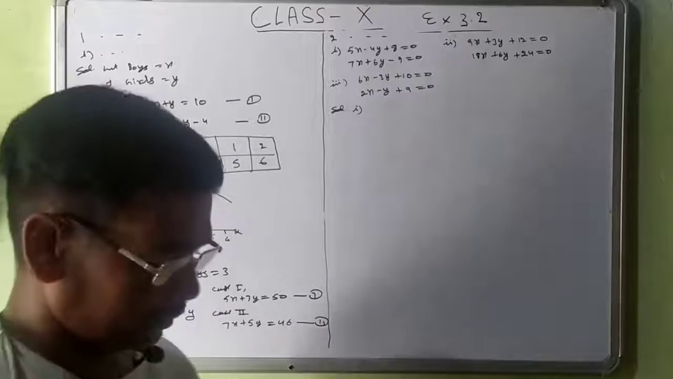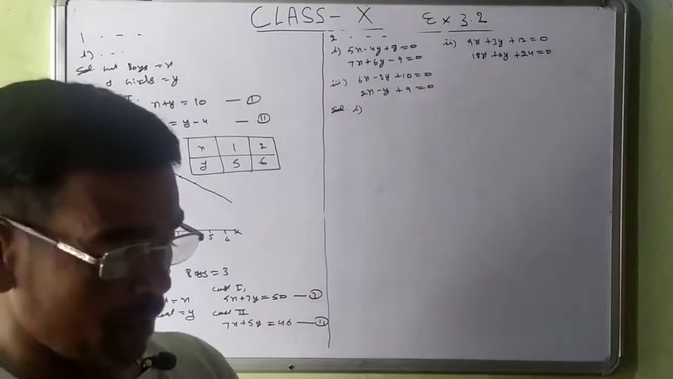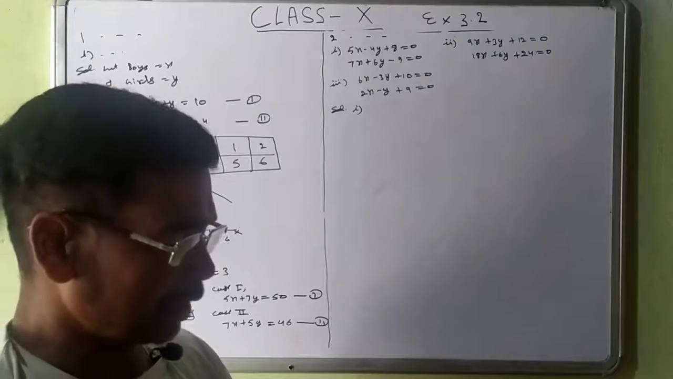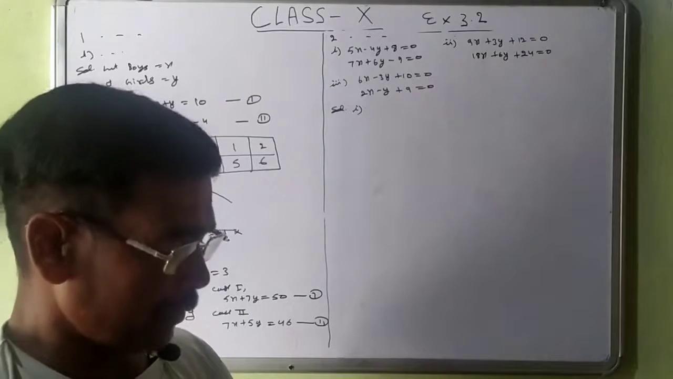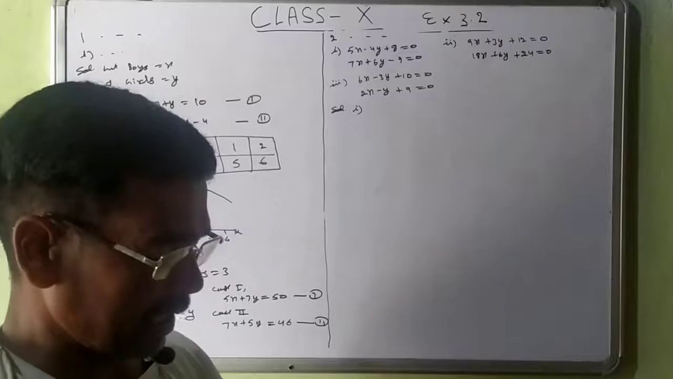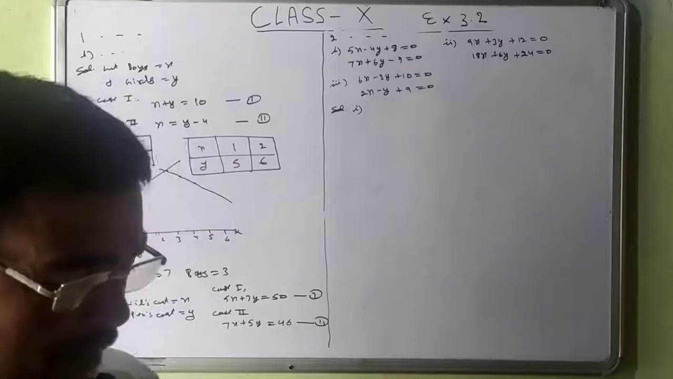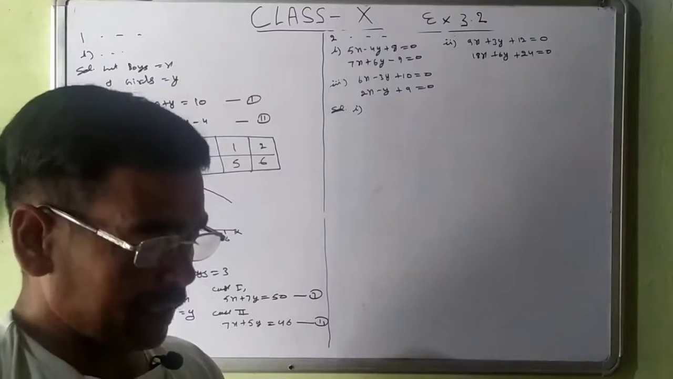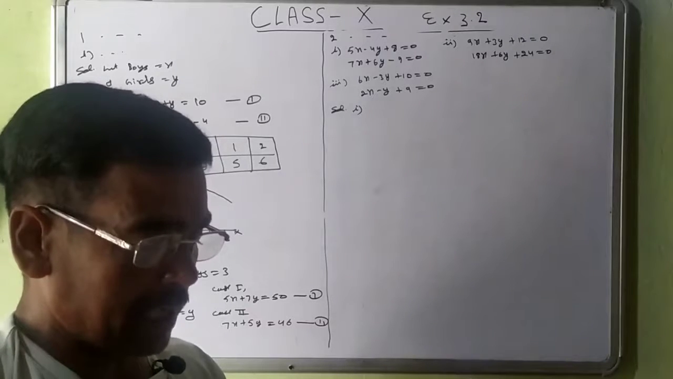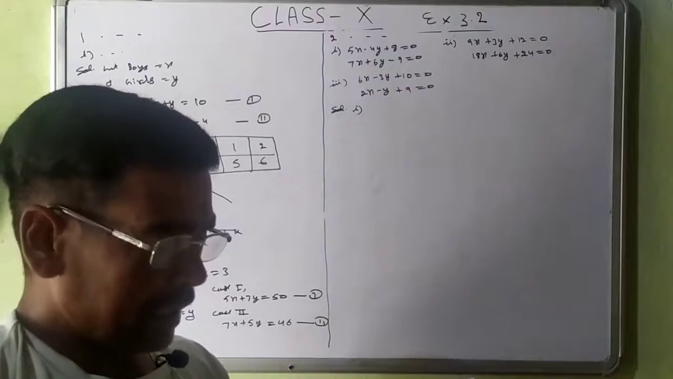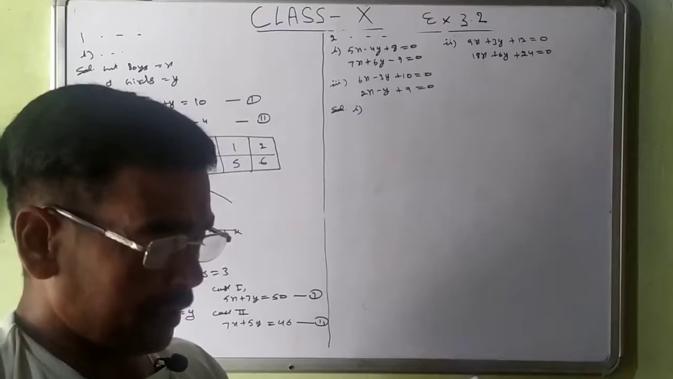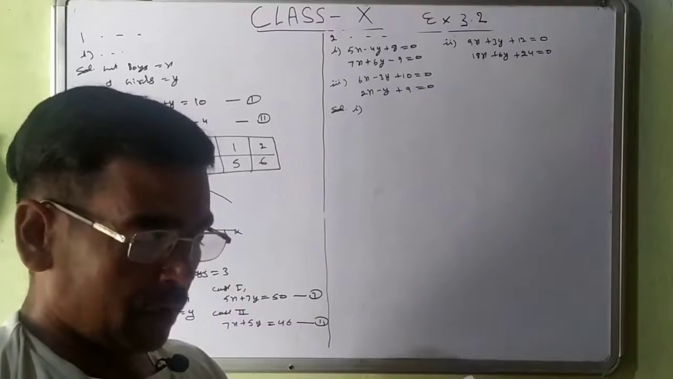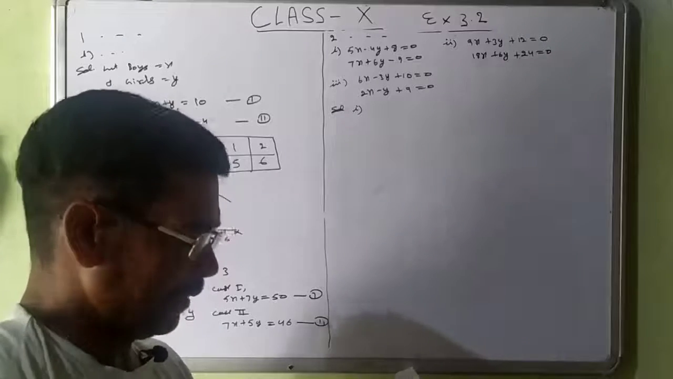Now question number 2. For question number 2, you will read the table number 3.4, page number 46. On comparing the ratios A1 upon A2, B1 upon B2 and C1 upon C2, find out whether the lines representing the following pair of linear equations intersect at a point, are parallel or coincident, right?